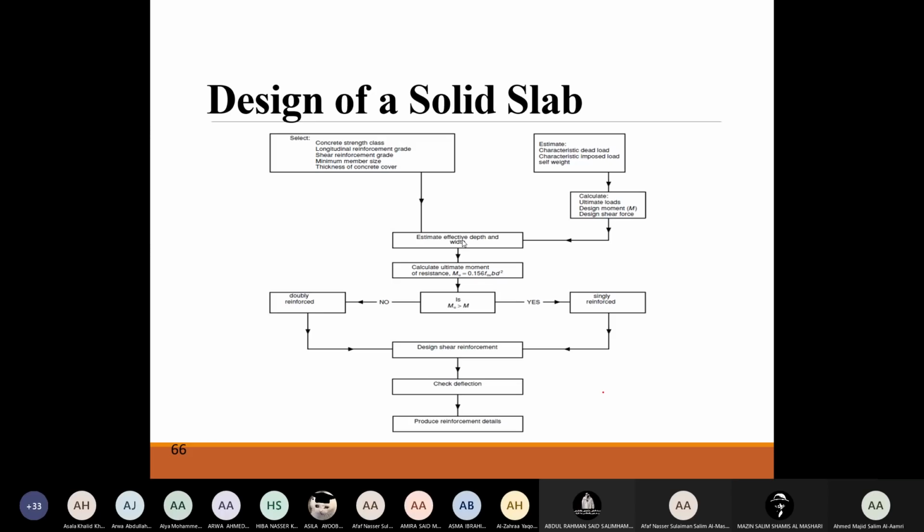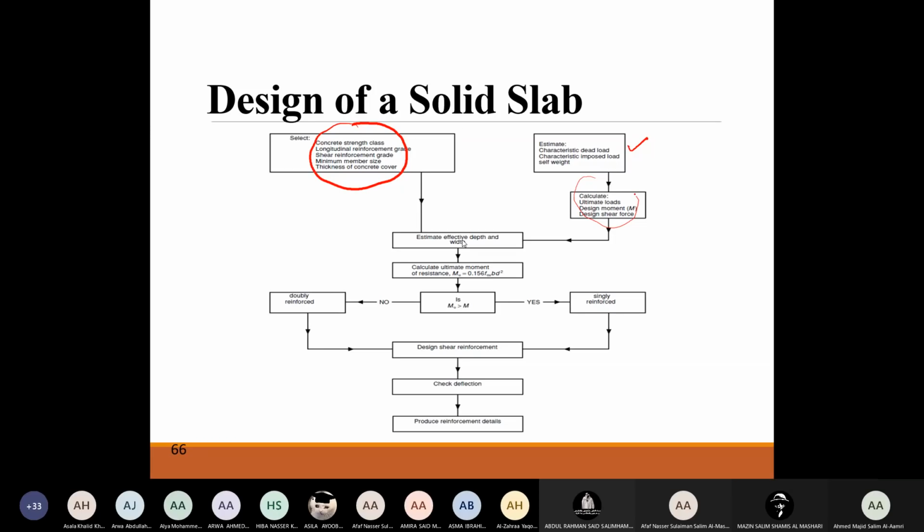So there are certain things we normally follow. You need to select certain things before. You need to check the grade of concrete, grade of steel, sizes of elements. You need to estimate the dead load, live load. After that, you need to calculate the moment. So this is the general procedure of designing a solid slab.